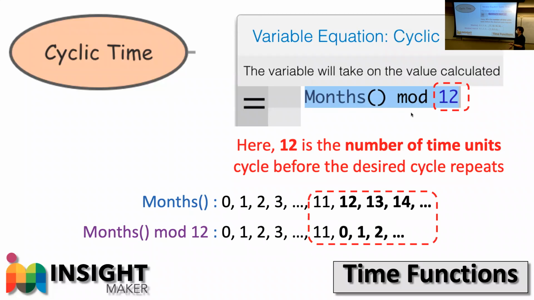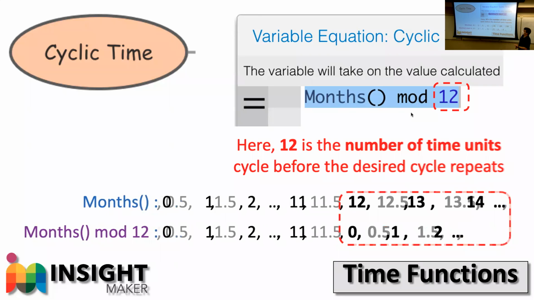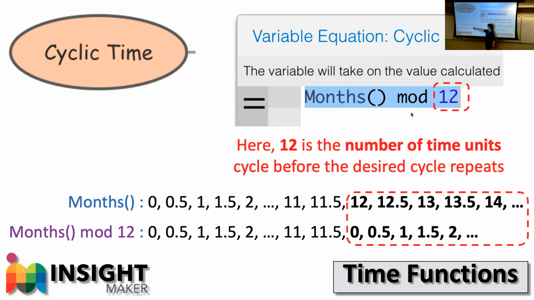And this works for fractional quantities as well. So months might show up as 0.5, meaning I'm halfway through the first month, and 0.5 mod 12 gives you 0.5. And if I look over here, 11.5 mod 12 also gives you 11.5, but 12.5 mod 12 has a remainder of 0.5, so it goes down to 0.5. So basically, anything mod 12 will give you numbers all the way up to 11.99999, but the instant it rolls over to 12, it resets back down to 0.